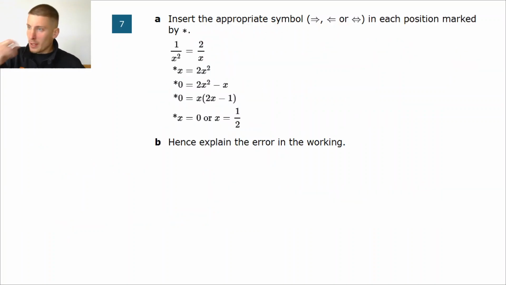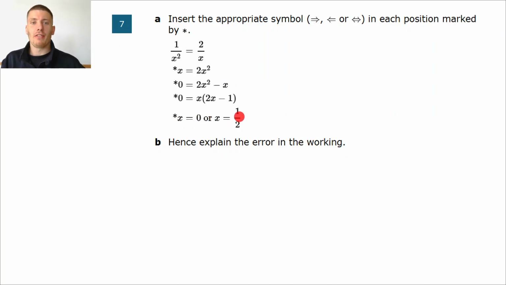Okay. Question number 7. Insert the appropriate symbol, again, consequence or equivalent, in each position marked by an asterisk. Just by looking at this one at a glance, we've got 1 over x squared is equal to 2 over x, and I can see the solutions they give me are x is equal to 0, x is equal to half.